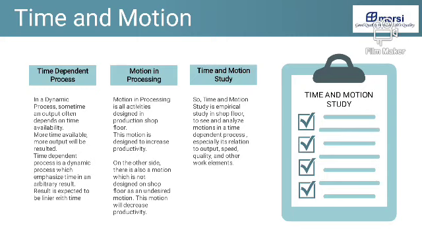So, now we can conclude the definition of time and motion study. Time and motion study is an empirical study on the shop floor, to see and analyze motions in a time-dependent process. All motions are recorded in relation to the output, running speed, quality occurrences, and other work elements.